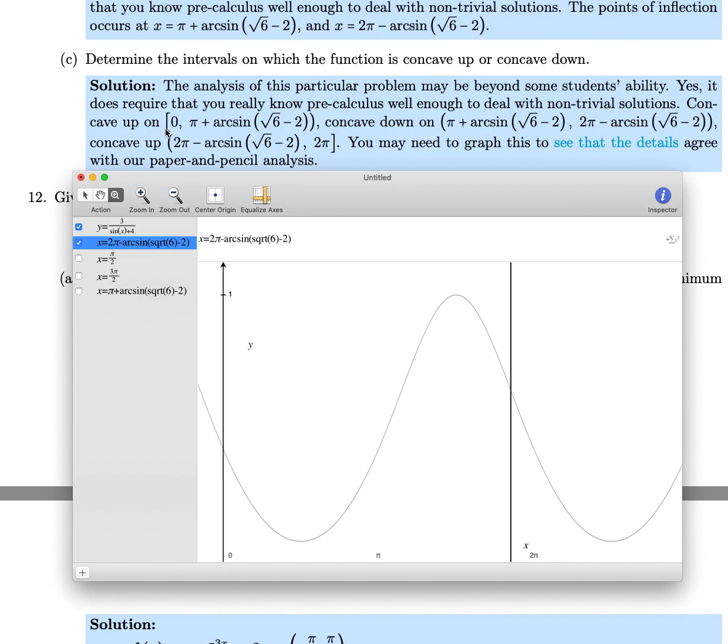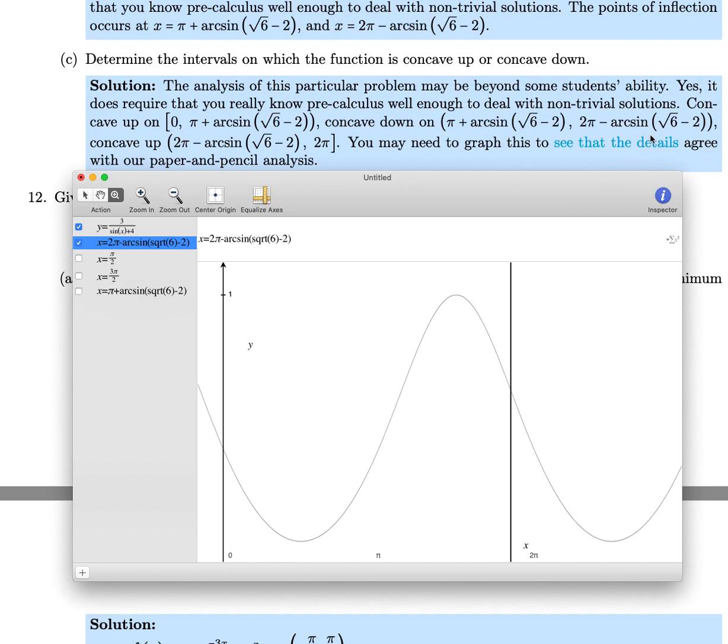So anyway, concave up from 0. By the way, at 0, it's still concave up. And then, of course, remember, it stopped being concave up when we reached pi plus the arc sine of root 6 minus 2. And then it went concave down from pi plus the arc sine of root 6 minus 2 all the way up to here. And this was 2 pi minus the arc sine of root 6 minus 2.